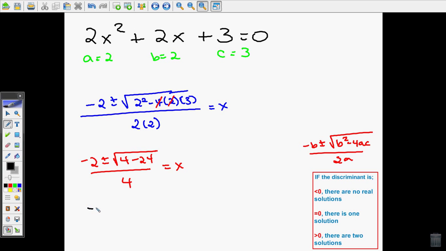To take it a step further, we end up with -2 plus or minus the square root of -20, divided by 4. Now, because I'm taking the square root of a negative number, which is an imaginary number we haven't covered yet, I know there are no real solutions. They're actually called complex solutions or complex numbers. But for what we are doing at this point, there are no real numbers. Again, this means the graph is going to look something like this, where it's not touching the x-axis.